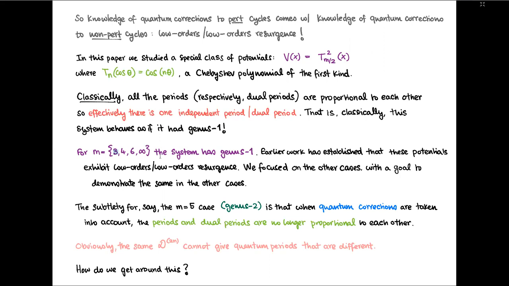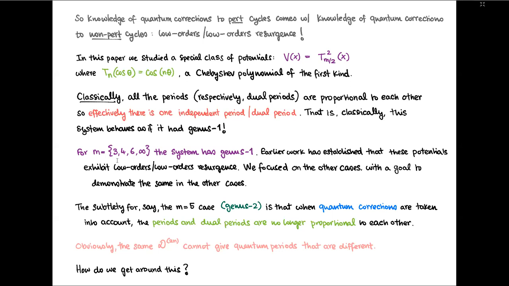Yes, so what happens in the case of m equals 6 is that it's a potential that only comes with even powers of x. So you have x squared, x to the 4 and x to the 6. So you can change variables: let's say z is x squared, and then you can write it as a genus 1 object, a degree 3 polynomial, okay?